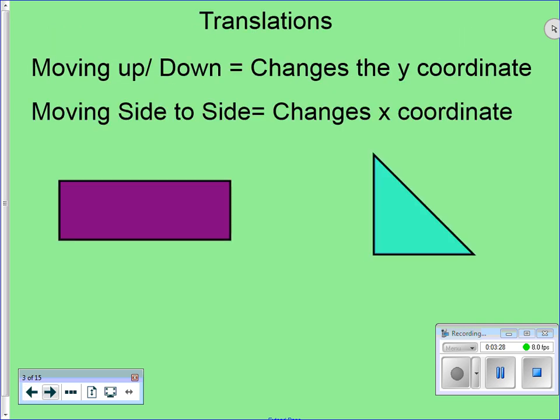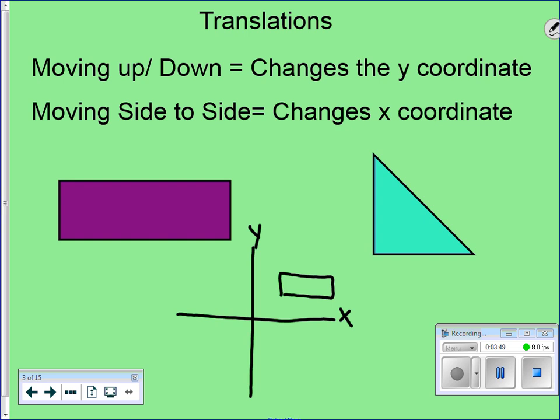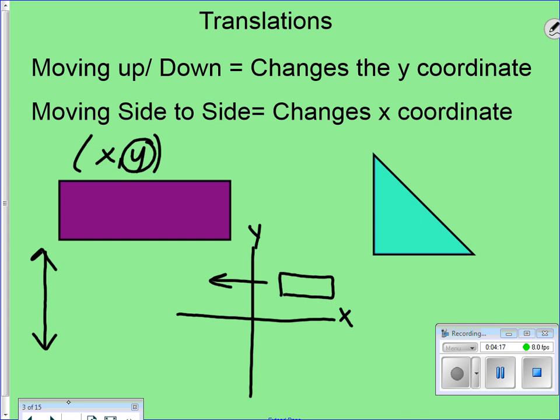Okay, a few other things you need to know about translations. Let's say we have a coordinate plane that looks like this. This is the y-axis and this is the x-axis. Let's say this is my figure, a nice rectangle. If I'm going to move this up and down, the only things that are going to change are my y coordinates. Remember when you have a coordinate pair, it looks like this? So if I'm going to move up and down, the only thing that's going to change is the y. If I'm going to move side to side, what do you think is going to change? The x. That's really important to know. Moving up and down, I change the y. Moving side to side, I change the x.